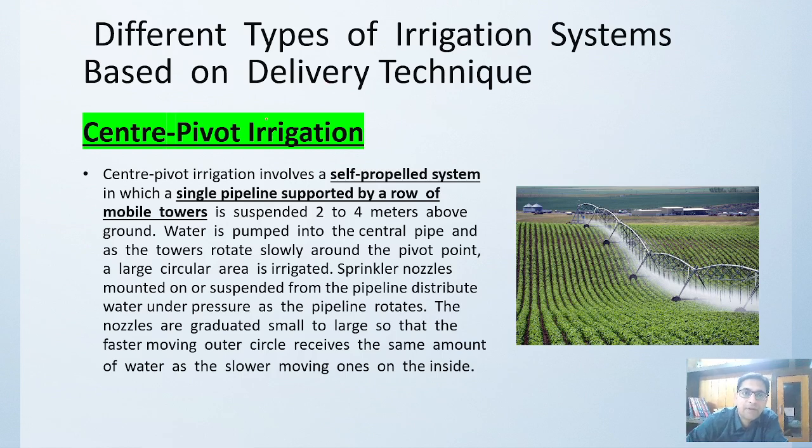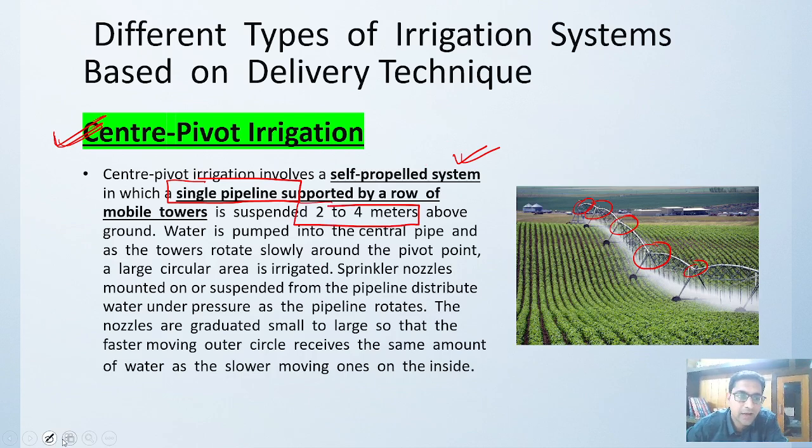Then central pivot irrigation. Central pivot irrigation means there will be a central pivot that will be kept. Okay, a self-propelled system in which there will be a single pipeline. Pipeline will be one and you will have a row of mobile towers. And these mobile towers have tires in them. Okay, so these are 2 to 4 meters high.